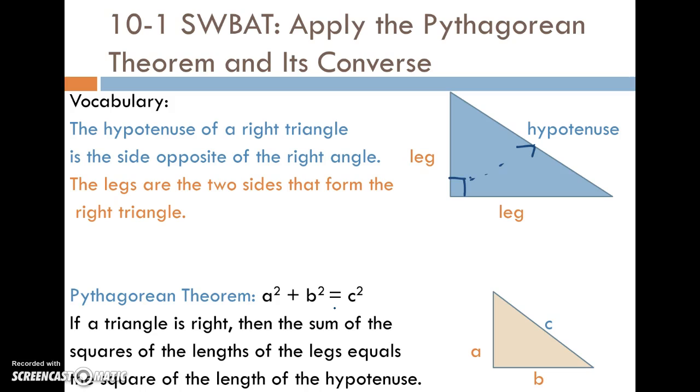The only thing that's difficult about this is identifying the a and b. If you can see where the right angle is, you'll be able to see what the legs are. You're always going to add their squares together, and that will always give you c squared.